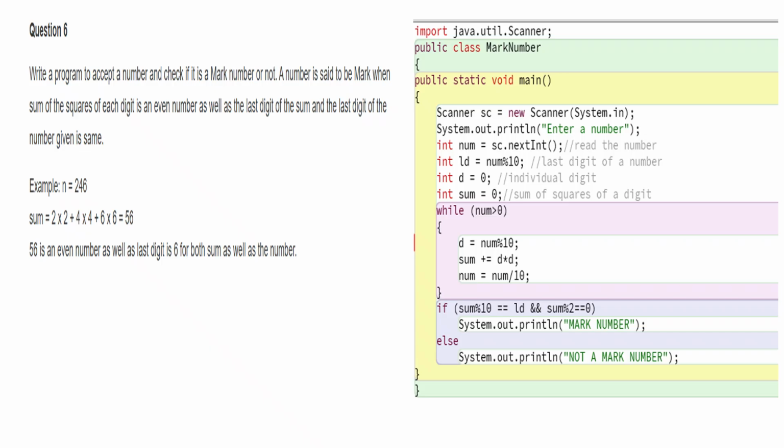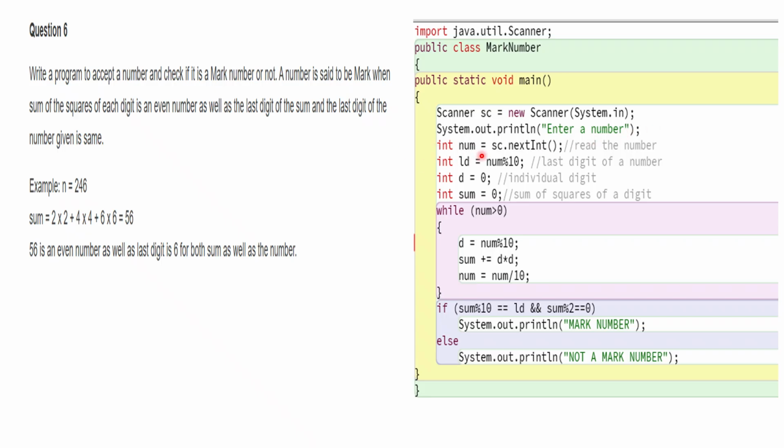Now see, first step what we have done, import java.util.Scanner, because you want to read a number. Public class MarkNumber, then we will have a main method. Then you will create a Scanner object: Scanner sc = new Scanner(System.in). Now we will enter a number, so give a prompt System.out.println, "Enter a number." Do not forget to give a prompt before you accept a number.